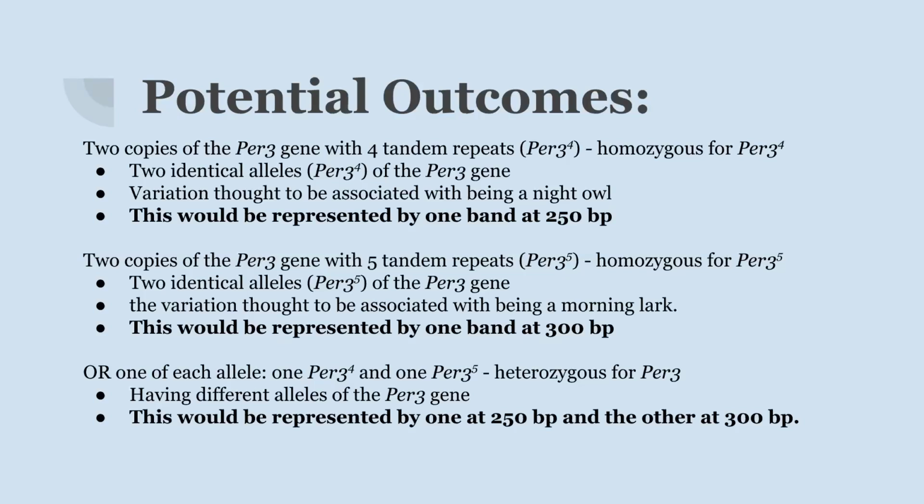So again, the 2 copies of that PER3 gene with those 4 tandem repeats are homozygous for PER3-4. Okay, they're 2 identical alleles, and variation is thought to be associated with being a night owl, and it's represented at 250 base pairs. Then the 2 copies with the 5 tandem repeats are homozygous for PER3-5, we have those 2 identical alleles of the PER3 gene, and variation is thought to be associated with being a morning lark. And again, that would be present at 300 base pairs. And then when we're heterozygous, we have 1 of each of these bands in a lighter color, again, represented at 250 and 300 base pairs.